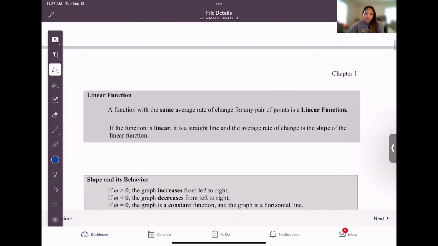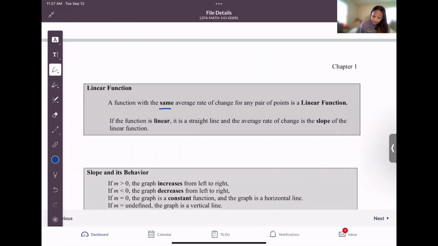Problems like this, where the function has the same average rate of change, represent linear functions. So if you have a table and for any 2 ordered pairs you pick, the average rate of change comes out to be exactly the same number every time, that means that the average rate of change is constant, and that represents a linear function. And then we can take it a step even farther. Whatever we get for that average rate of change gives us the slope of the line. So for linear functions, the average rate of change is constant, and the average rate of change is the same thing as the slope.